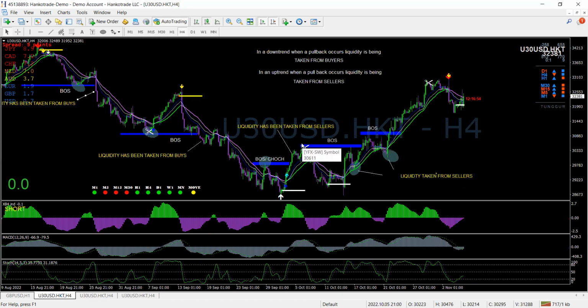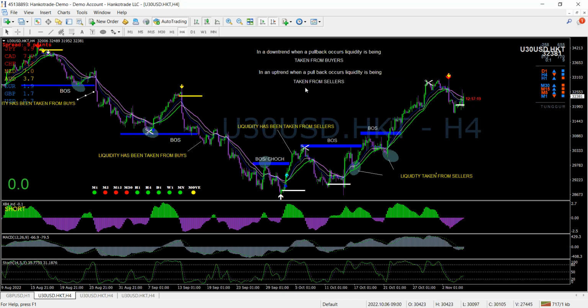Market makes a higher high, then a higher low, right? And then it makes a higher high breaking above this peak. Now we start our breaks of structure again, which means liquidity taken from sellers. And as you can see, in an uptrend, the bank is constantly creating liquidity and taking liquidity, and that's how price moves.